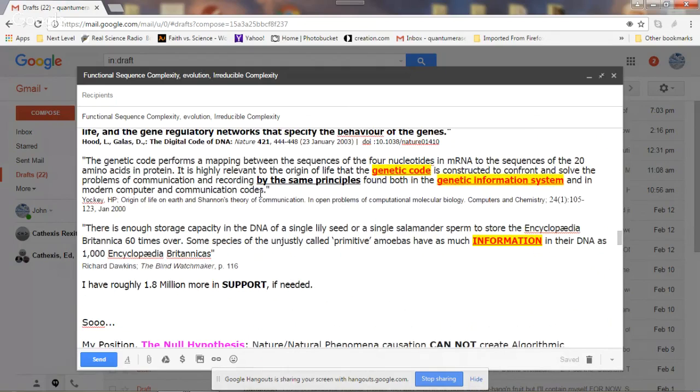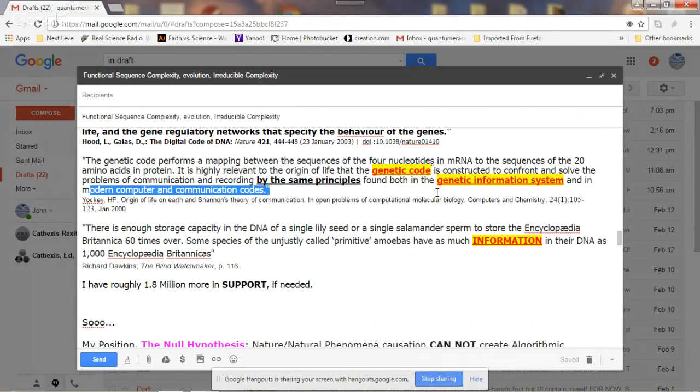Number two, we got H.P. Yockey again, the king of information theory. He's talking about the genetic code, about the same principles found in both genetic information systems and in modern communication and computer codes. Listen, he's given the benefit of the doubt here to this one, not this one. This information system dwarfs this one. It's not even a comparison in functional sequence specified complexity.